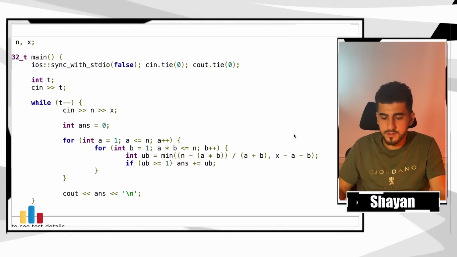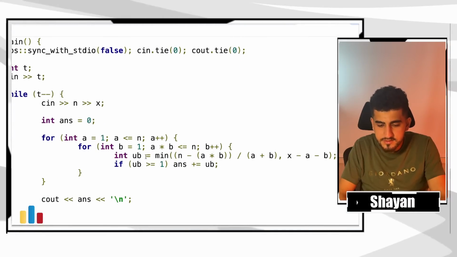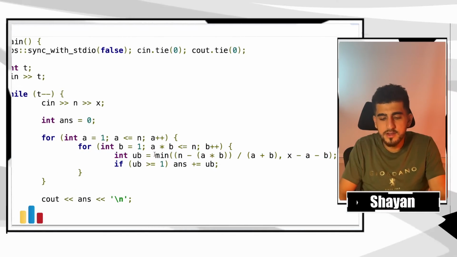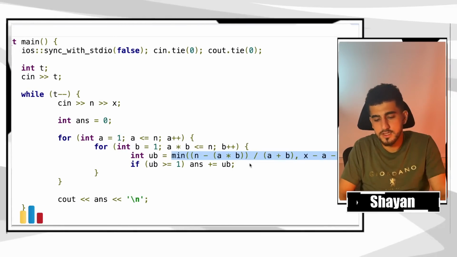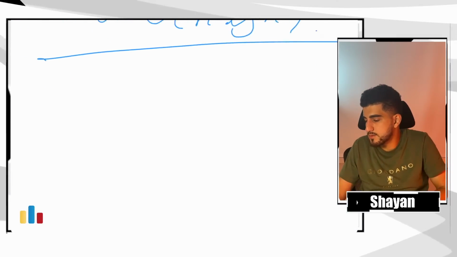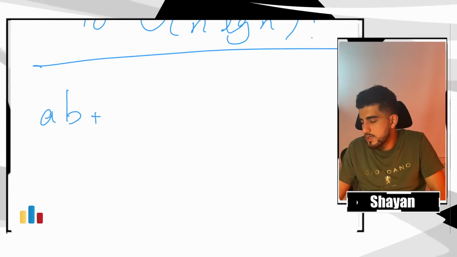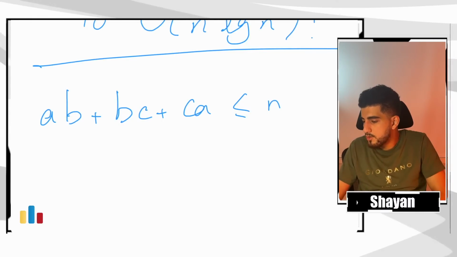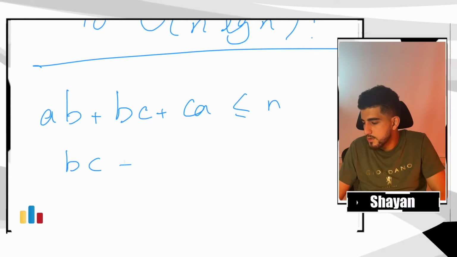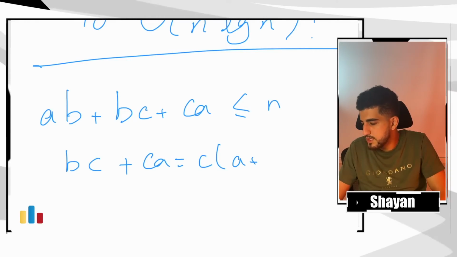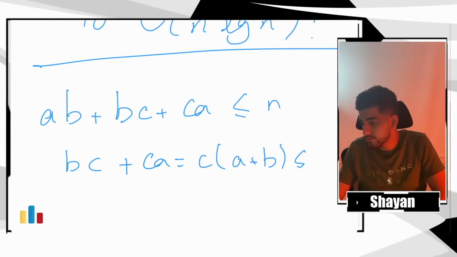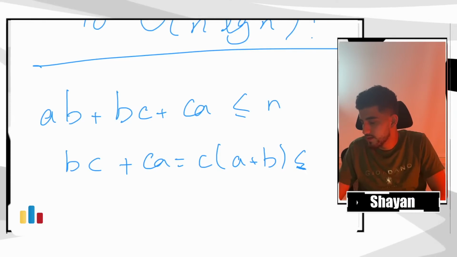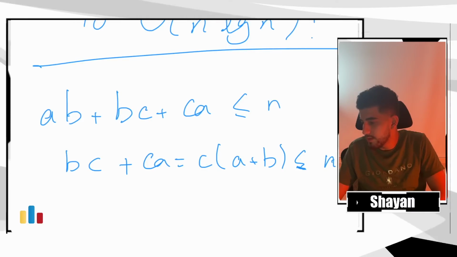Let me also tell you what it stands for. I'm saying that this value is the maximum possible value for c. Why do I say that that is the maximum possible value for c? Because I know that ab plus bc plus ca should be less than or equal to n. So I know that bc plus ca, which is equal to c times (a plus b), should be less than or equal to, okay, my light is gone, very good. This should be at most n minus ab, right?